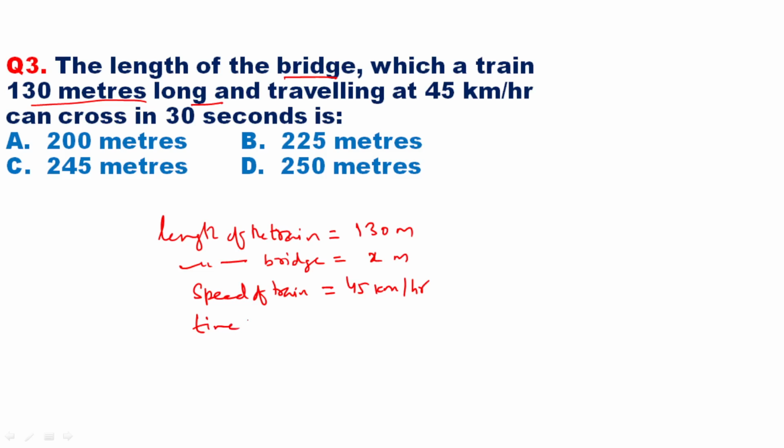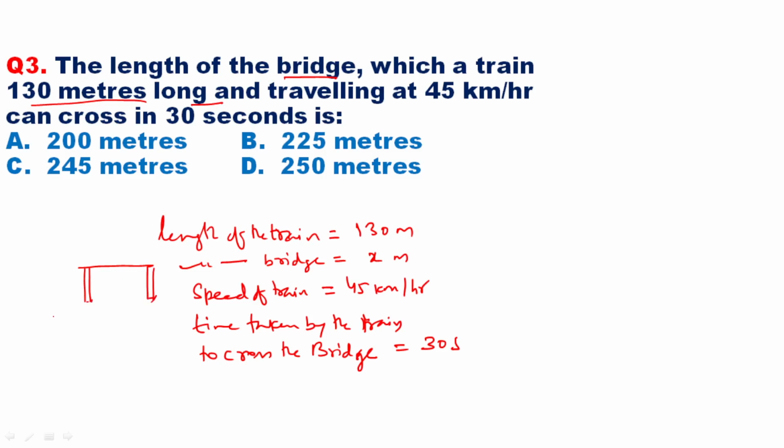It is given that the train can cross the bridge in 30 seconds. So the time taken by the train to cross the bridge is equal to 10, sorry, not 10 seconds, it is 30 seconds, right? So suppose we say that this is a bridge. And now the train is coming from this side. This is the train. It has to cross the bridge, right?